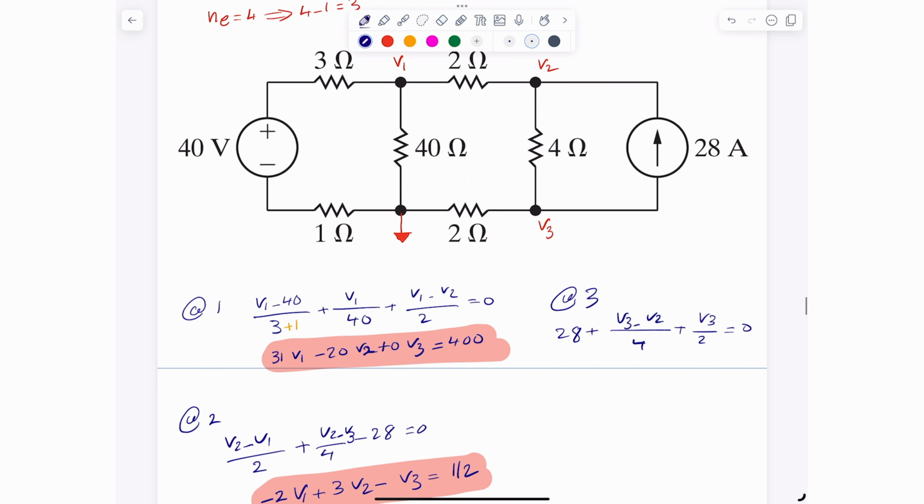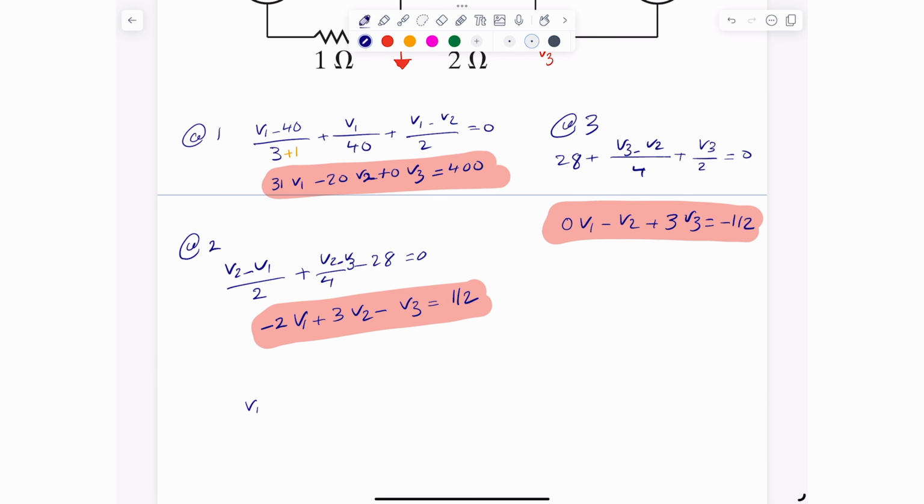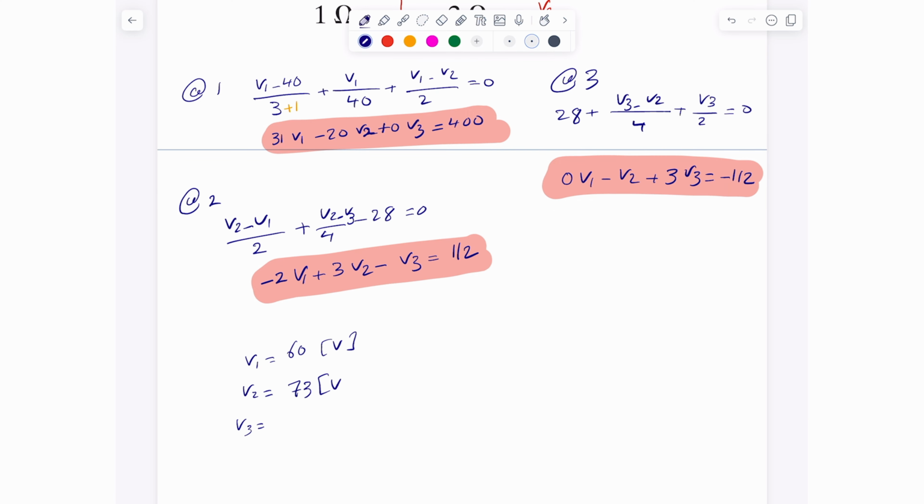We'll clean it up a little bit, and we'll get to the third equation. And that third equation should be, well, I don't have a V1, so that will be 0 V1 minus V2 plus 3V3 equals negative 112. Okay, and that's basically the third equation. So now what I have is 3 equations, 3 unknowns. All I have to do is just figure out what V1 is, and what V2 is, and what V3 is using a calculator or Cramer's method, whichever you prefer. And you'll end up with the following. V1 is 60 volts, V2 is 73 volts, and V3 will be negative 13 volts.